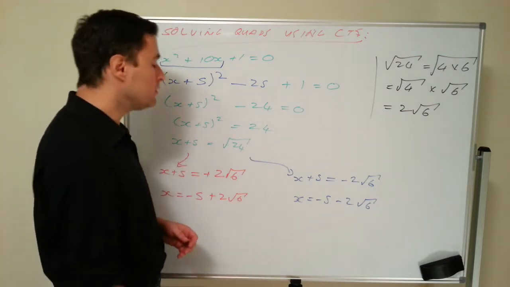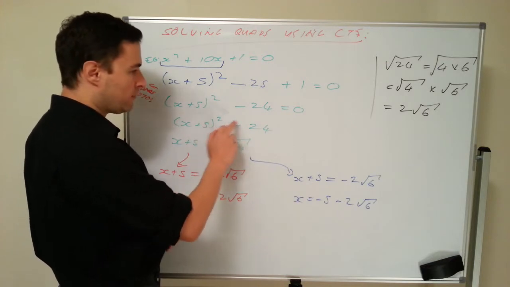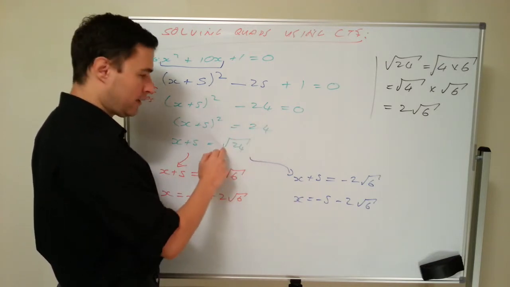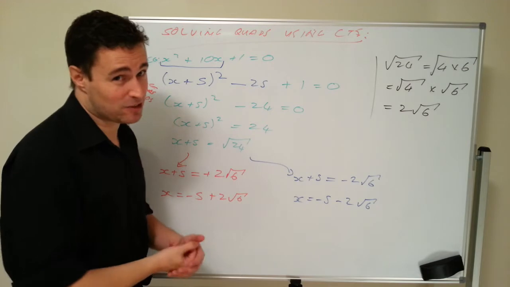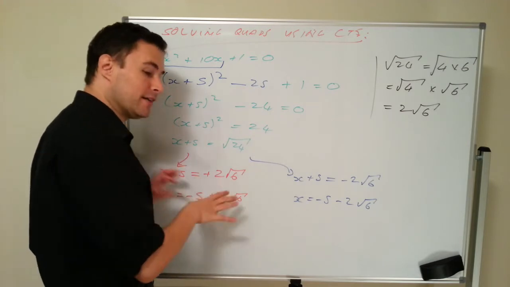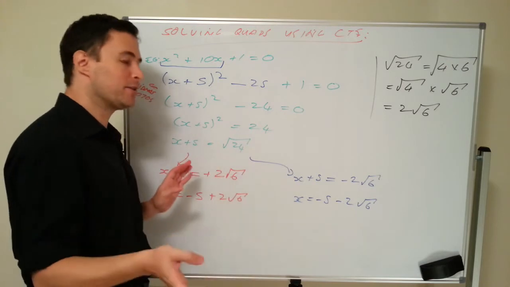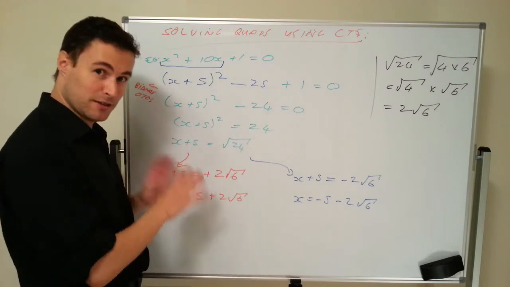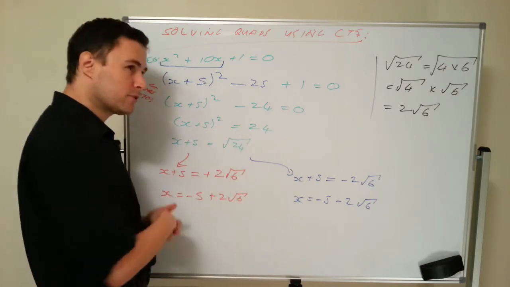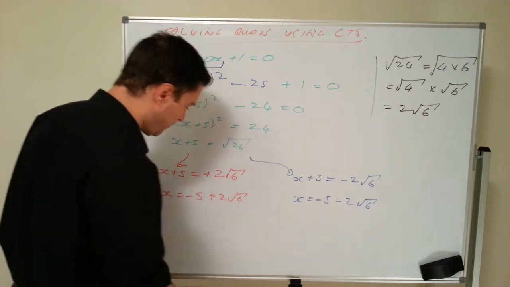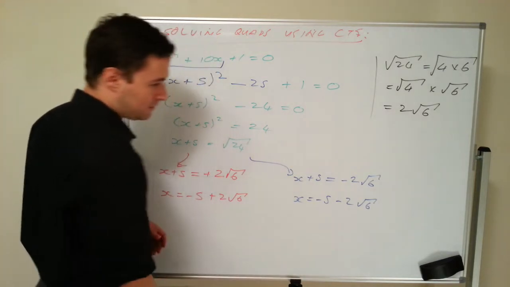Where I would get no solutions is if I brought this 24 over and that became a negative. Then I would have the square root of a negative. There's no such thing as a square root of a negative while you're in the real numbers. If you suddenly go into the imaginary numbers, then you can talk about it. But let's just stick to real numbers. I can't do the square root of a negative for now. So I expect two answers in this case, for a quadratic.